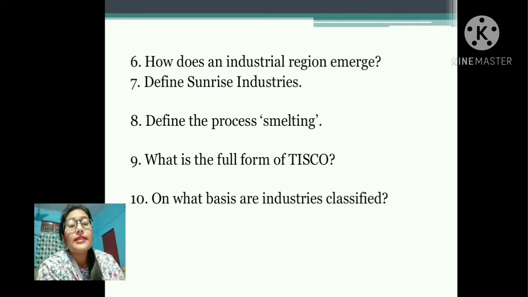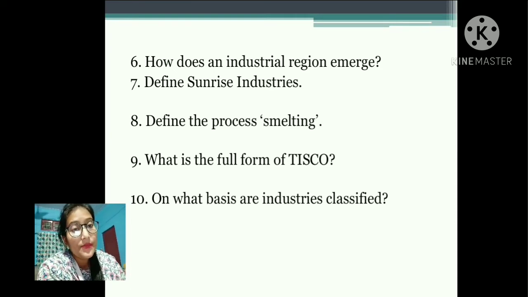Next question is define sunrise industries. So students, sunrise industries are basically the emerging industries which are very new, which are very recent. Information technology, then wellness, hospitality and knowledge, etc. Define the process smelting. So smelting is the process of extracting the iron from the ores by heating them beyond the melting point. Question number 9. Full form of TISCO. So Tata Iron and Steel Company Limited.